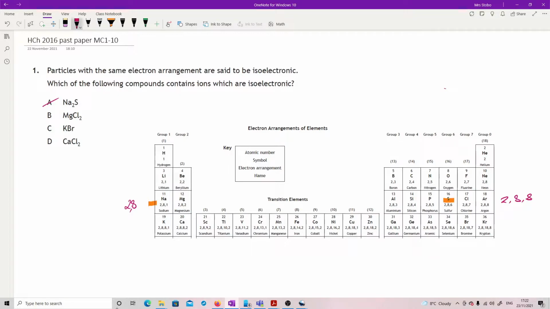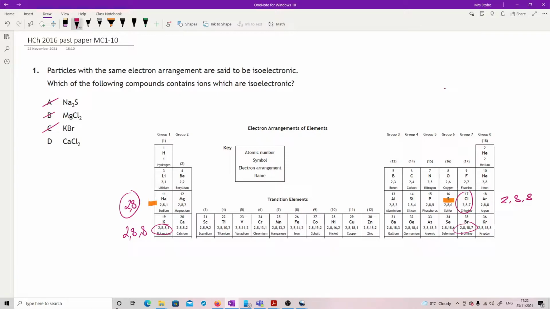Magnesium, 2,8,2, so it's also going to go 2,8. And chlorine, which is up here, is also going to go 2,8,8, so not this. Potassium down here is going to go 2,8,8. And bromine on this side is going to go 2,8,18,8, because it's going to go to krypton in terms of electron arrangement.